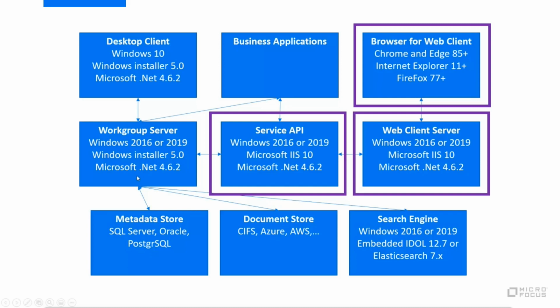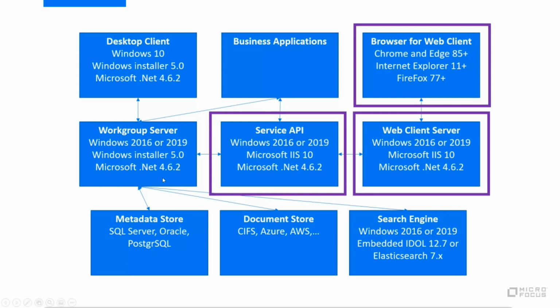The workgroup server is the one that really accesses the data, is in front of the data, and we need to access data via the workgroup server. So we have the desktop client connecting directly to the workgroup server, but when we are accessing the system via a browser, we will go through these components. So the web client server interface, the service API.